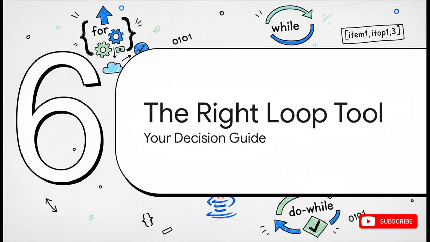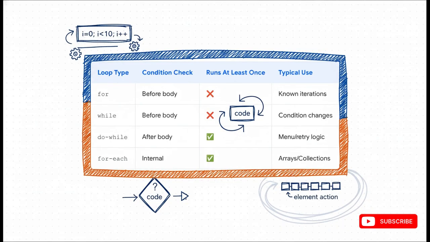Okay, we've covered a ton of ground here. So the big question is, how do you know which loop to pick? Let's boil it all down into a super simple guide to help you choose the right tool for the job. All right, think of this chart as your ultimate cheat sheet. Is it a known fixed number of times? Use a for loop. Are you repeating something until a condition changes, but you're not sure when? That's a job for the while loop.